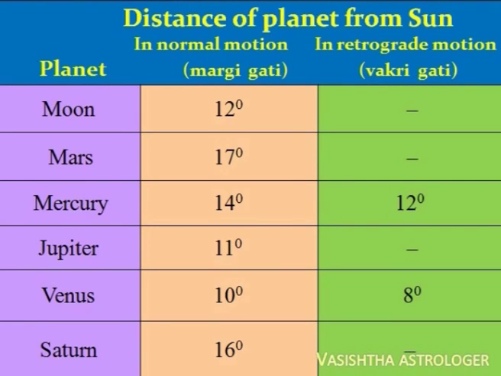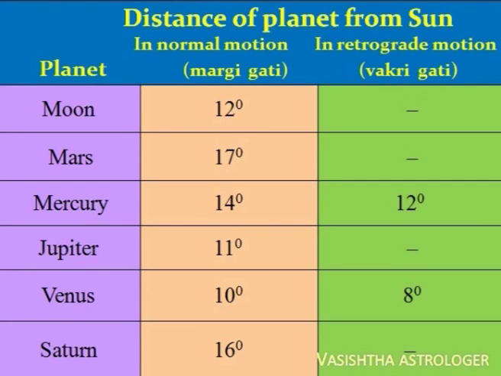Venus becomes combust at the distance of 10 degrees or less from Sun. And during retrograde motion, Venus is known to be combust when its distance from Sun is 8 degrees or less. Saturn becomes combust when its distance from Sun is 16 degrees or less.